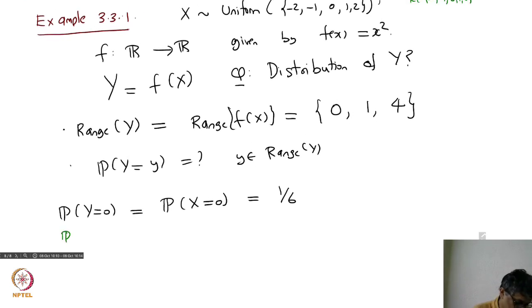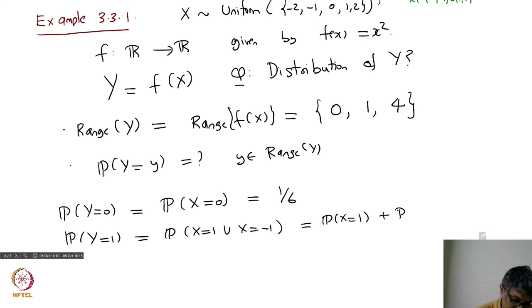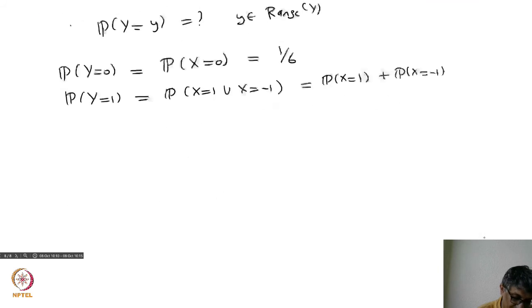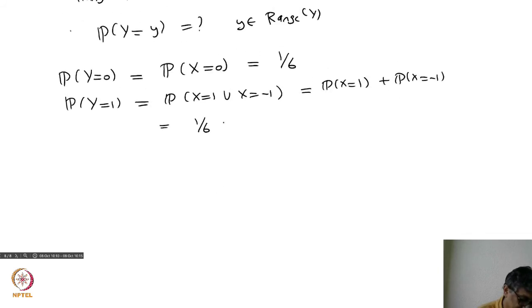So let's do y equal to 1. The chance that y is equal to 1, what do I get? That's the same as x is equal to 1 or x is equal to -1, right? Because if x is 1, y is 1. If x is -1, that also implies y is 1. So that's the same as the chance that x is equal to 1 plus the chance that x is equal to -1. And if you add the two up, I get 1/6 plus 1/6, I get 2/5.